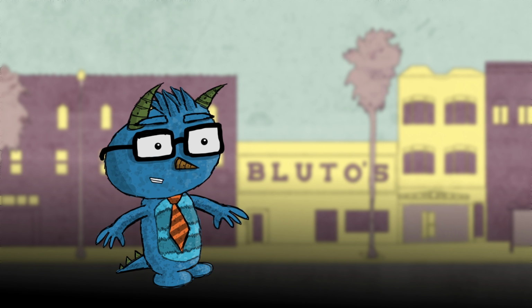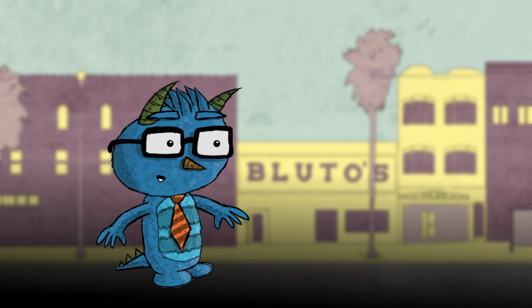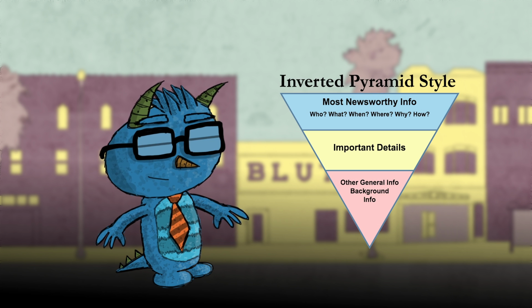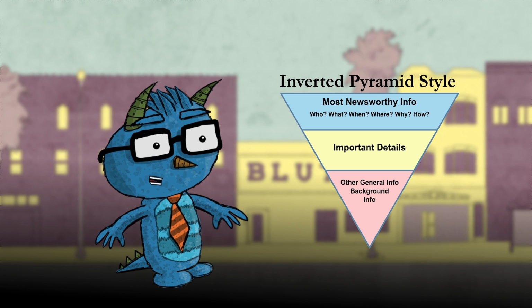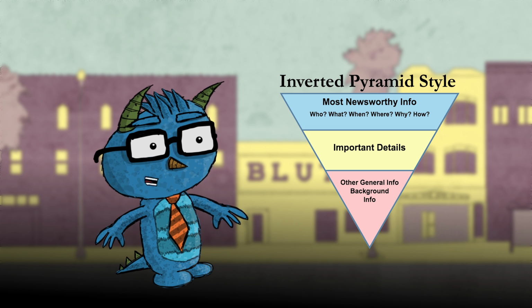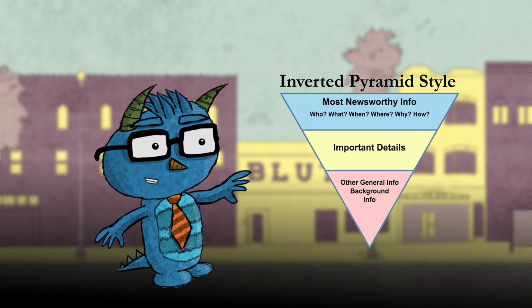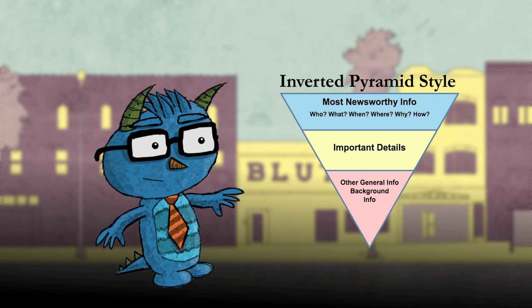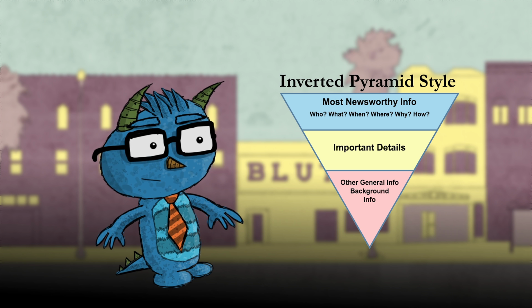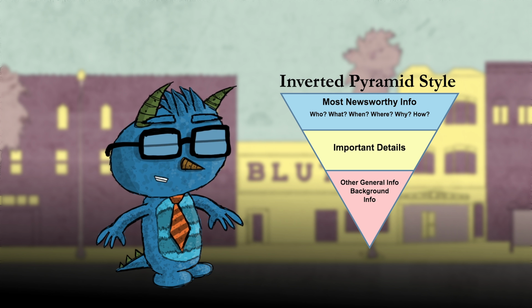The most common way of handling this is to use what's called the inverted pyramid. The inverted pyramid structure positions the most important elements of a news story at the outset. Then it works its way down through information of progressively less importance. This sounds odd, but there are a few reasons for this.